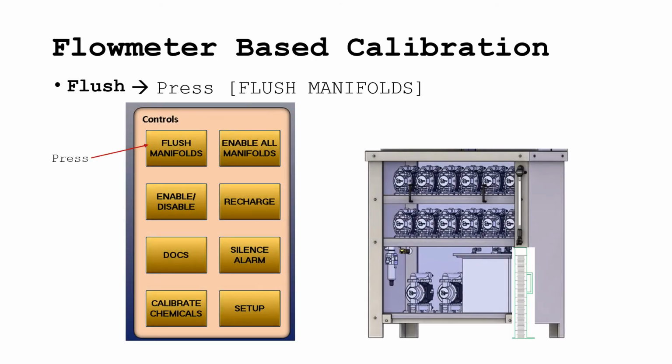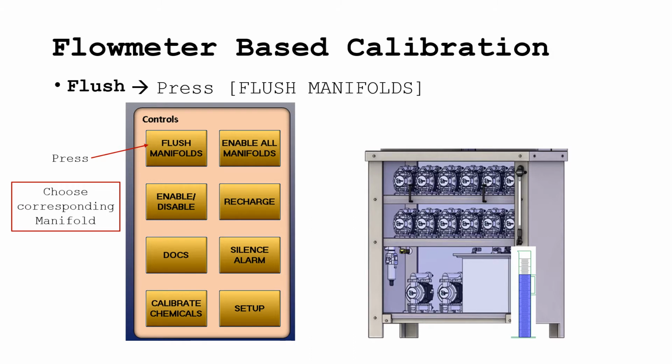Then, flush the manifold of the chemical you are going to calibrate, by pressing the Flush Manifolds button in the Controls menu, choosing the corresponding manifold from the dialog window that appears. Don't forget to empty the graduated cylinder after you've finished flushing the system.